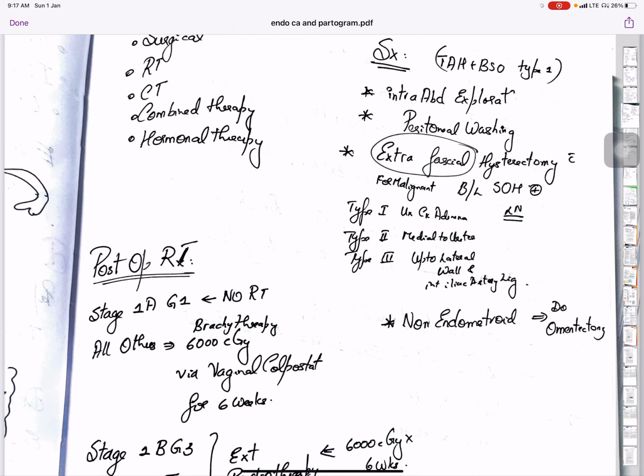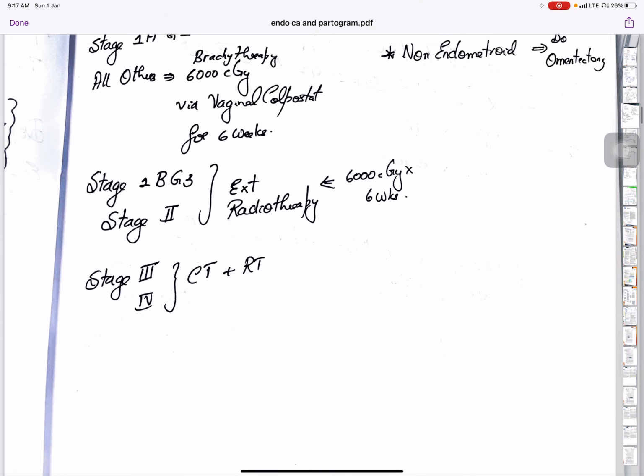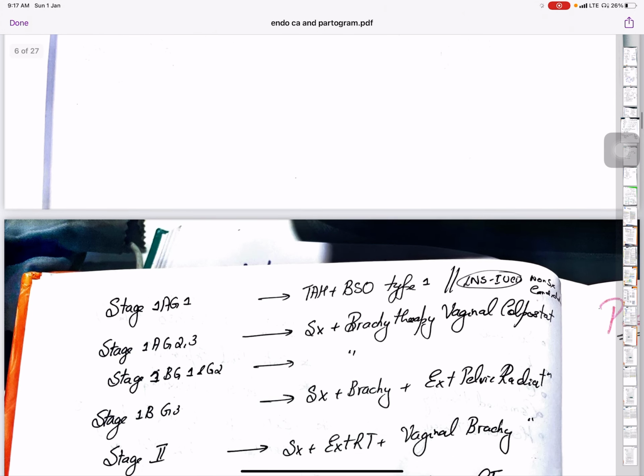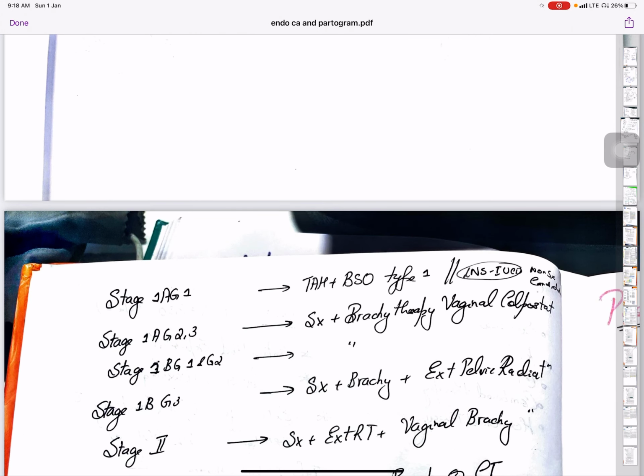Then stage 1A grade 2, grade 3, stage 2. We go for stage 1A grade 2, grade 3 and stage 1B grade 1, grade 2. We go for surgery, brachytherapy using vaginal colpostat. Okay, that's done. So stage 1A G1, then grade 1 rest, grade 2 everything other than grade 3.